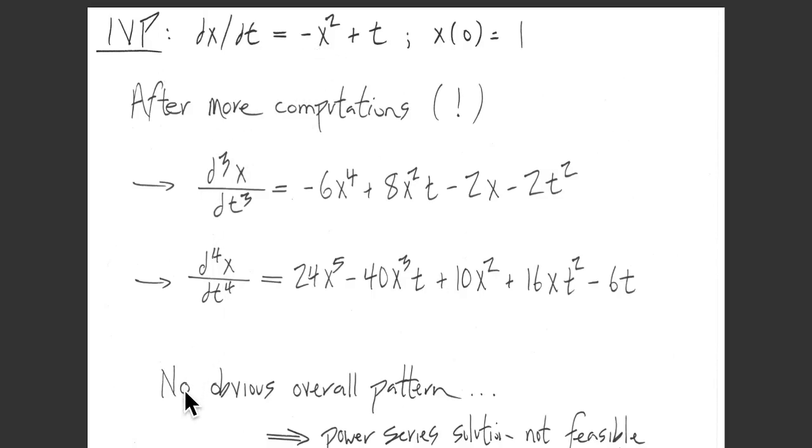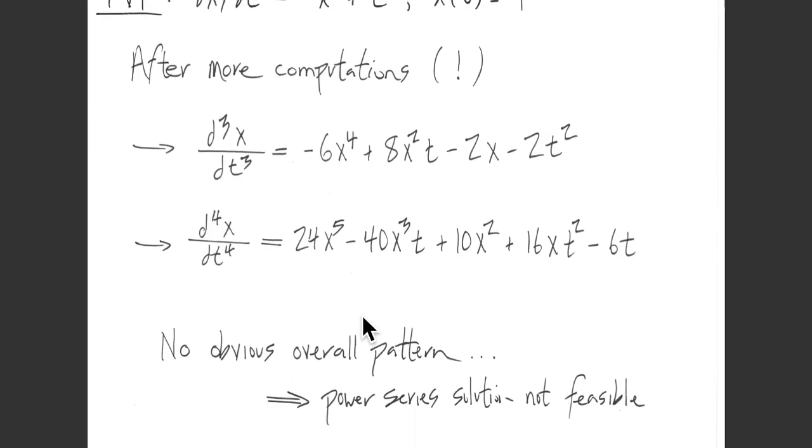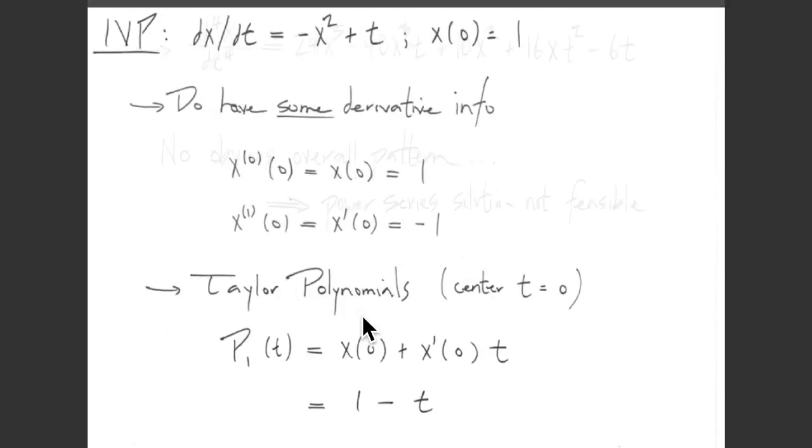And so there's really no obvious overall pattern you can see beginning to develop here. And the situation doesn't get any clearer if you look at the fifth derivative and sixth and so on. So if there's no obvious pattern going on, then the power series solutions that we've been using up to now aren't going to be feasible, because they all depended on us seeing this pattern as you start taking derivatives. So what can we do in place of that?